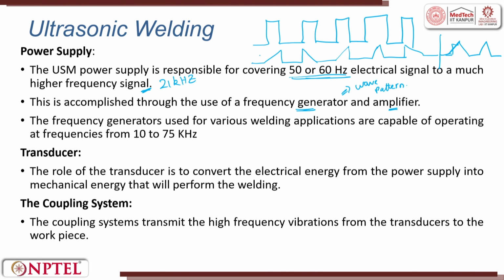The amplitude is only 6 to 20 microns. The frequency generators used for various welding operations are capable of operating between 10 hertz and 75 kilohertz. The role of the transducer is to convert electrical energy from the power supply into mechanical energy. This is done by the piezo crystals.